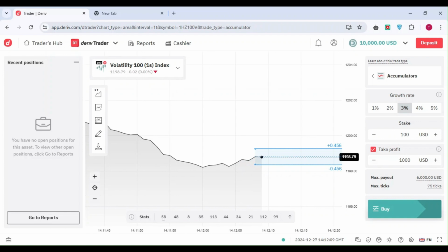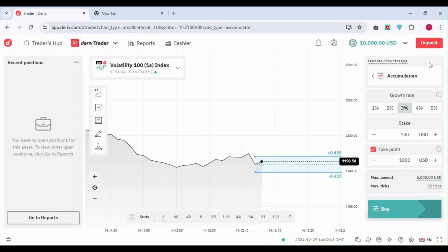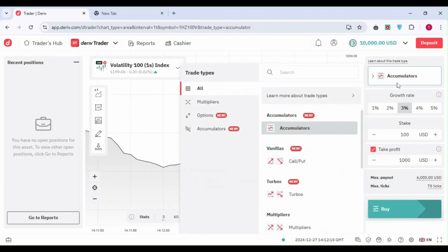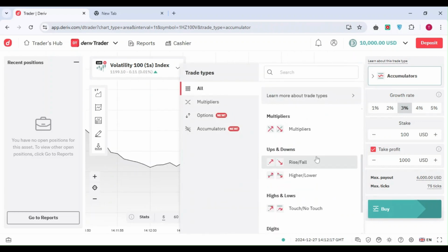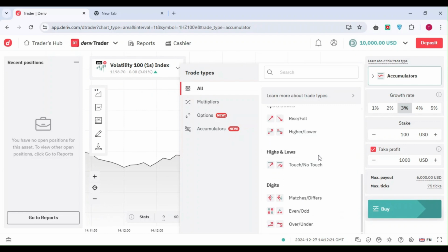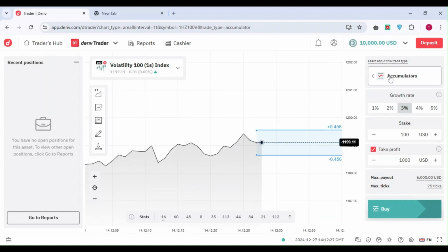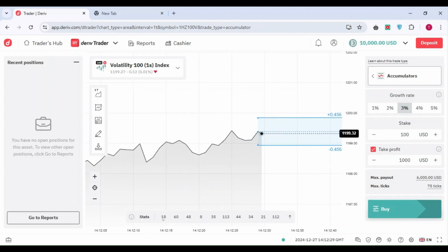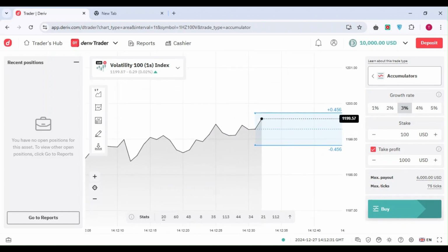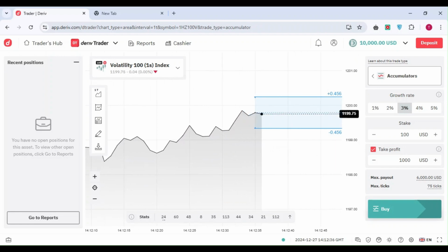So once you get to this page right here, if you're a beginner, the trade types are here. As you can see, we have the accumulators, the highs and the lows, the even odds, the over and under, and the other typical ones that most of us already have come to know. So the accumulators type, as I've mentioned, allows you to express a view on the range of price movement.